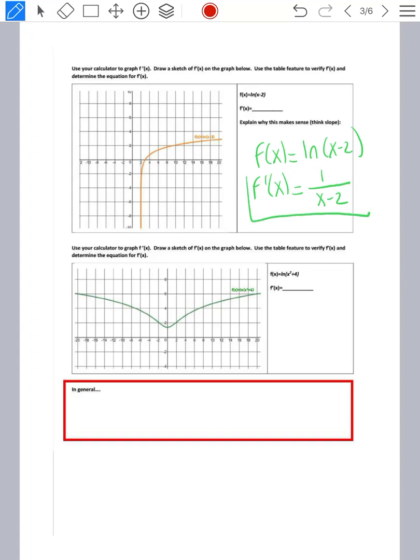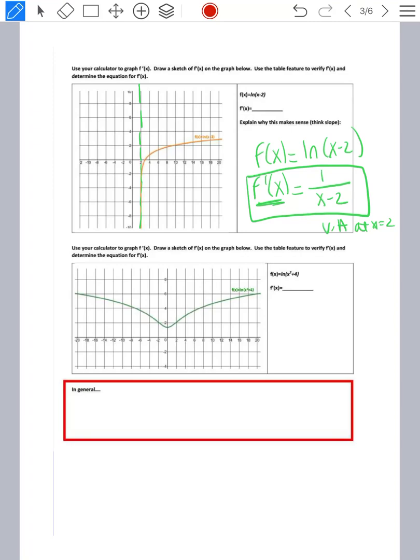So notice this is a rational function that has a vertical asymptote at 2. Well, why would the derivative have a vertical asymptote at 2? Well, because the slope is so steep it's vertical there. If the tangent line's vertical, it means the derivative's undefined. So our derivative is going to be undefined at 2 because that's where our slope is a vertical line.